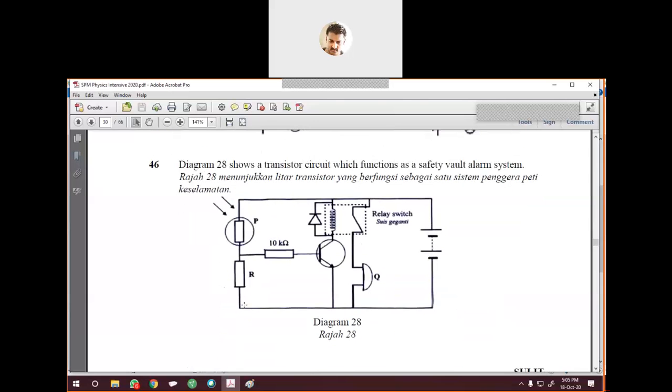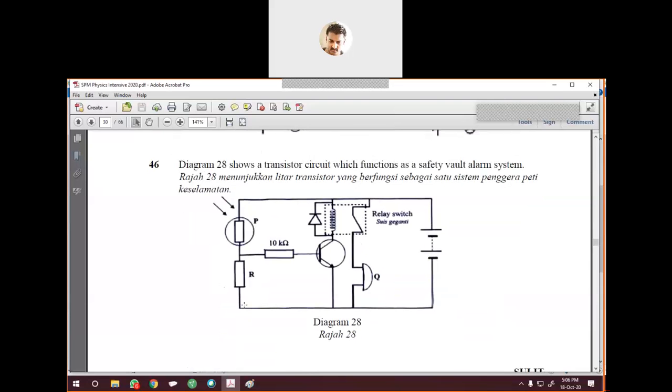Okay, next one. We're going to look at transistors. This is one of the questions that will come out in your SPM, right? Don't share with your friends, but it's very, very important for you to understand how this transistor circuit works.